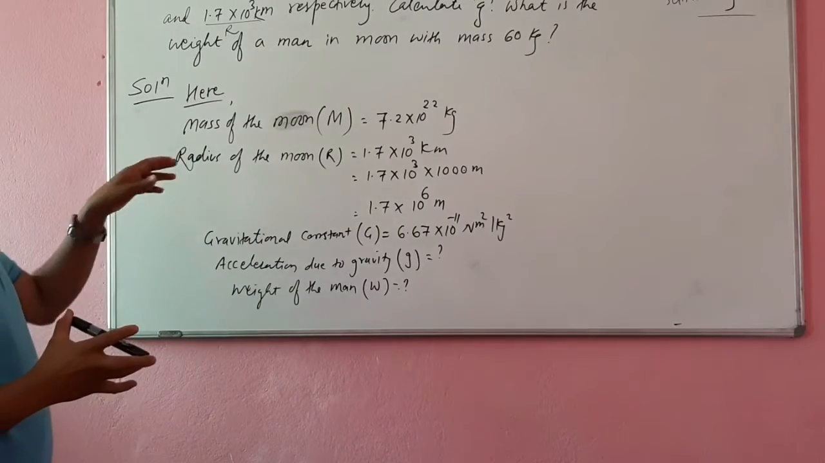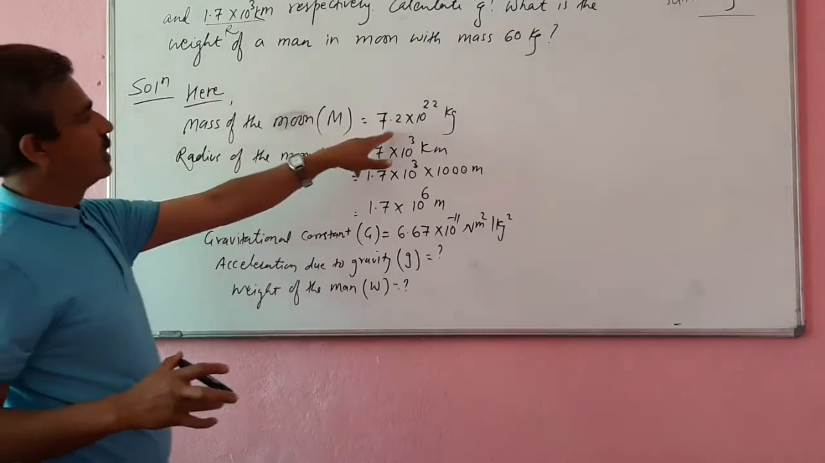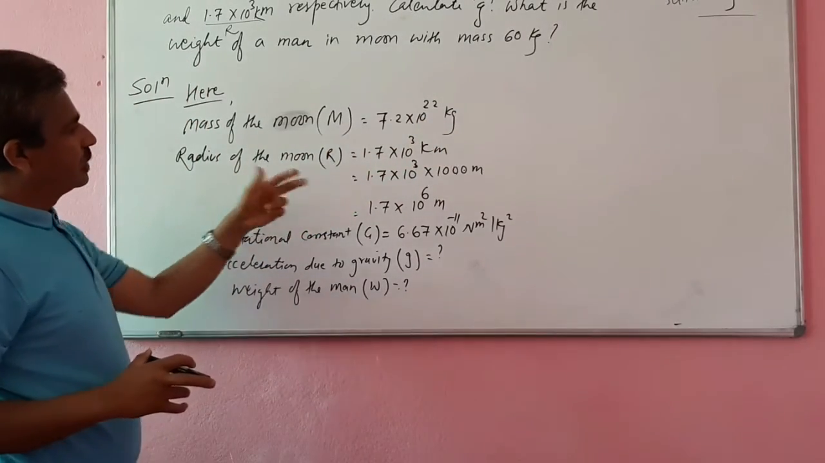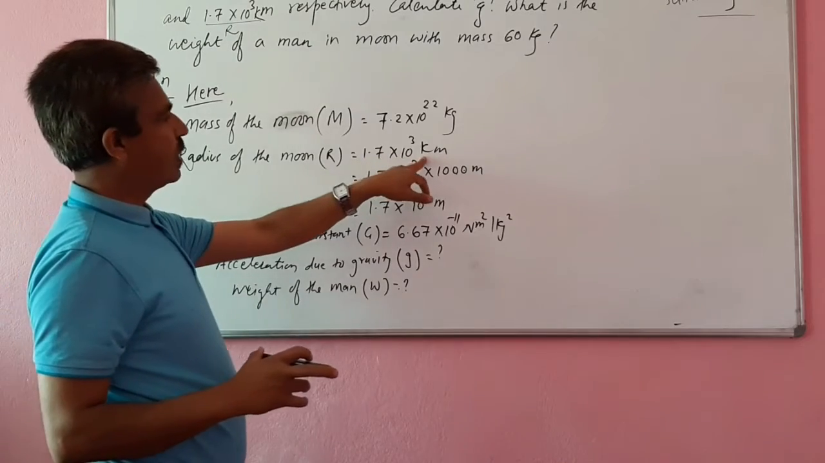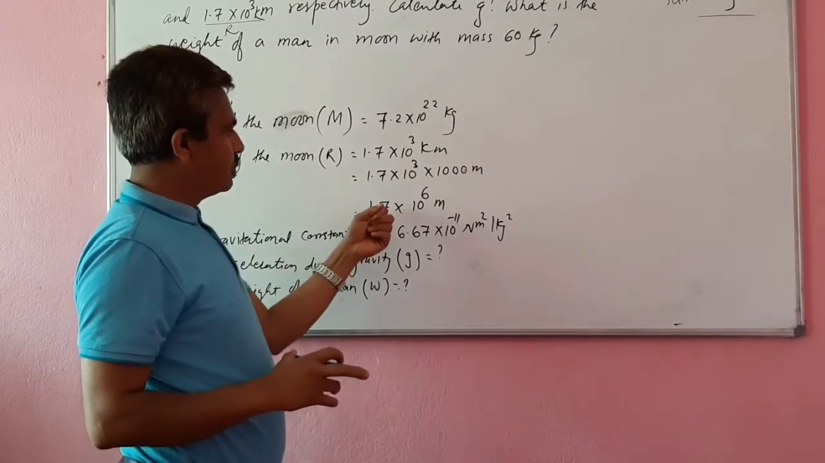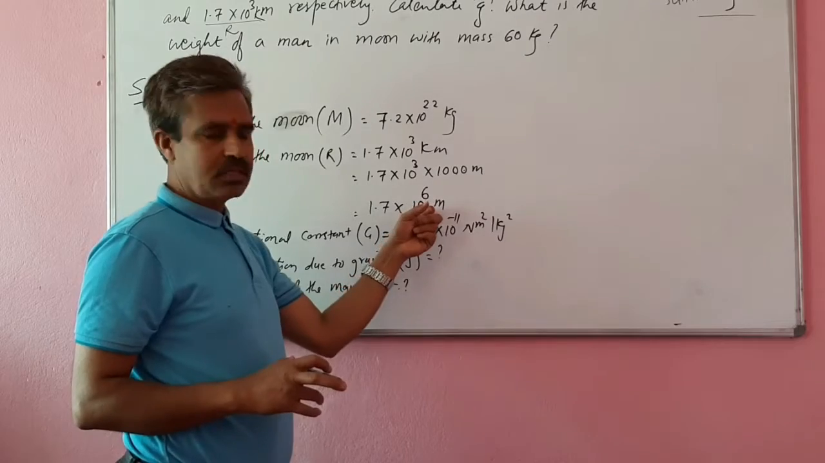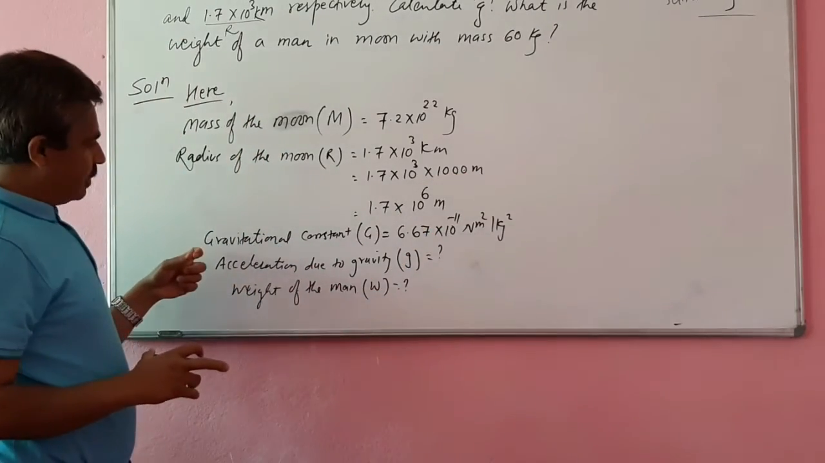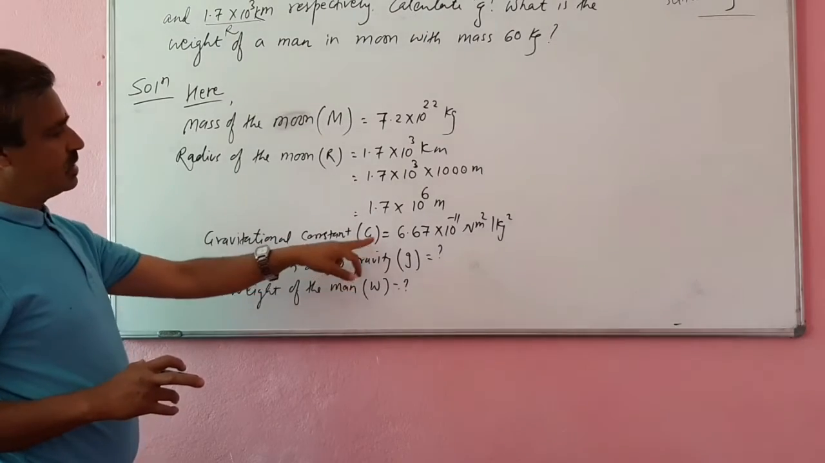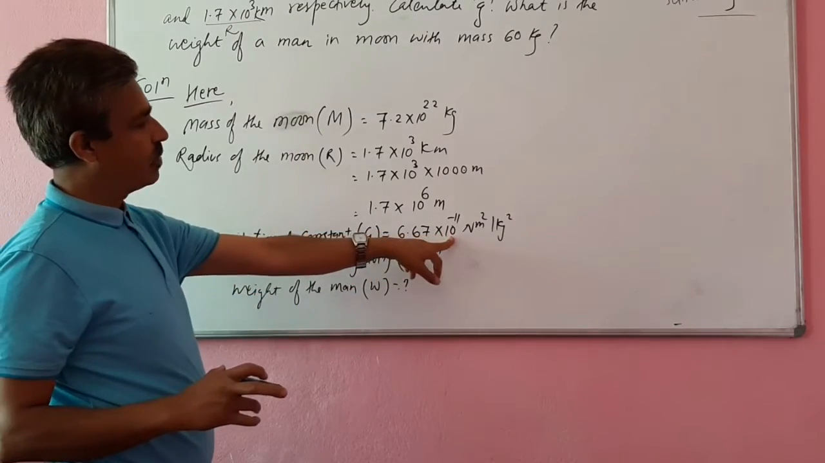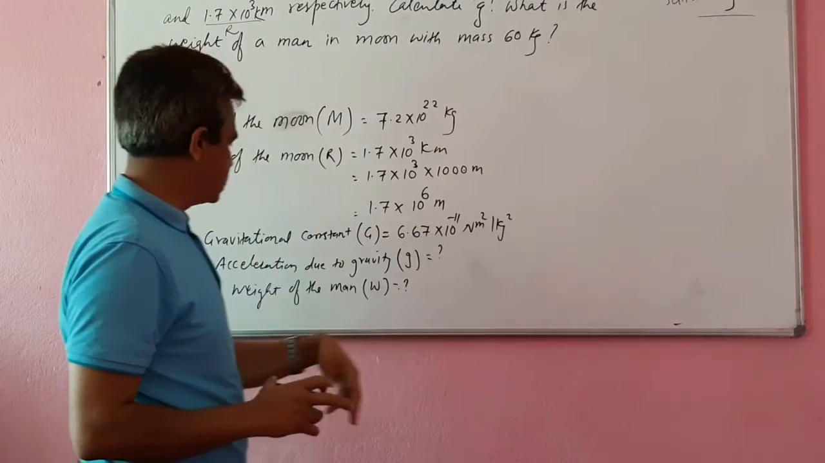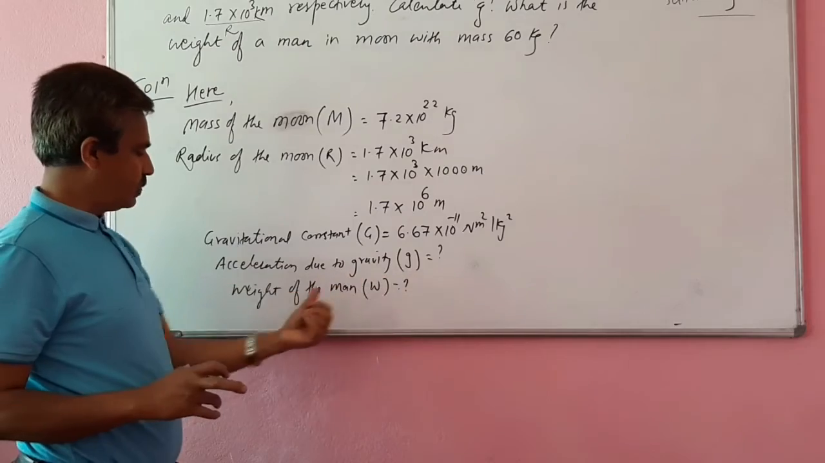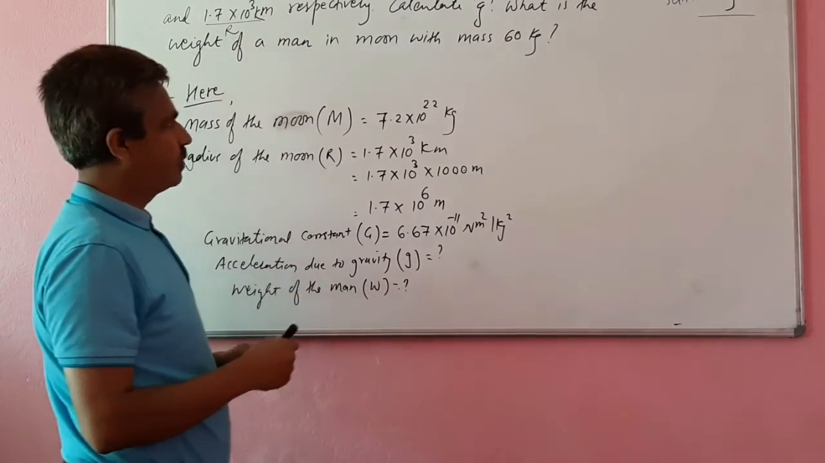Okay, students, what did I write here? Mass of the moon 7.2 times 10 to the power 22 kg. Radius of the moon 1.7 times 10 to the power 3 kilometer. Changes into meter 1.7 times 10 to the power 6. How? By multiplying with 1000. Gravitational constant, capital G, is constant. It is 6.67 times 10 to the power minus 11 Newton meter square per kg square. Acceleration due to gravity, we have to find out. Weight of the man, we have to calculate.